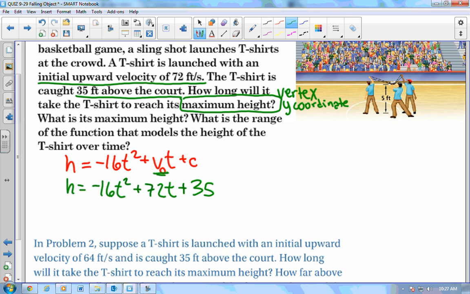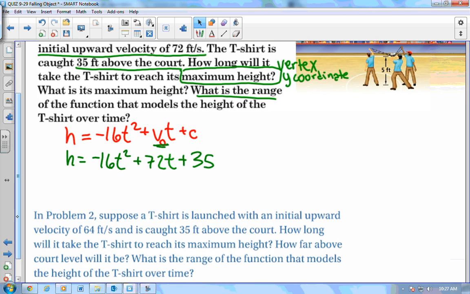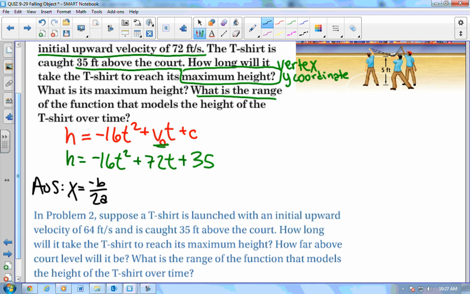Then I also want you to write the range. The axis of symmetry gives you the x-coordinate, and you plug it in, and it'll give you the y-coordinate. Use that formula, negative b over 2a.